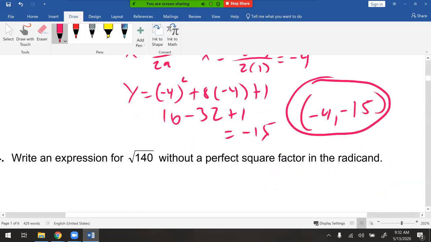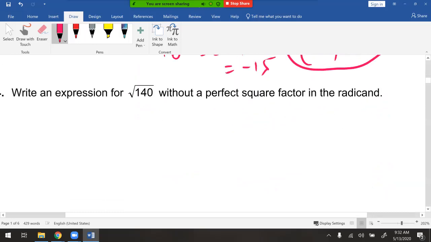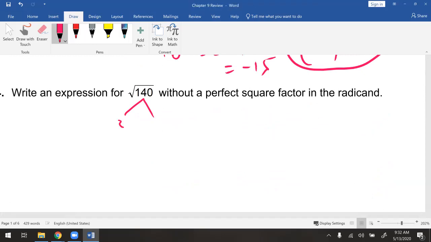Okay, here we go. For this expression, we need to write it as a simplified radical. What we do with this is break down 140 as far as possible. Remember that every even number is divisible by 2. So we divide by 2, that's 70. Divide that by 2 again, 35. We can divide this by 5, giving 5 and 7.